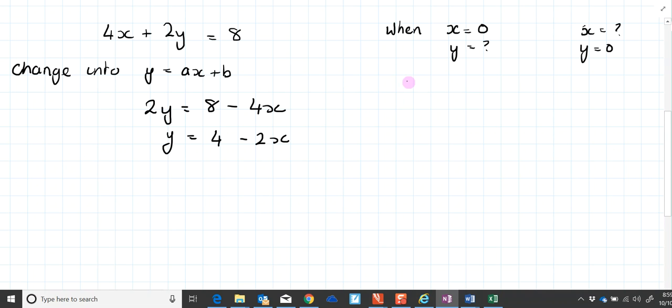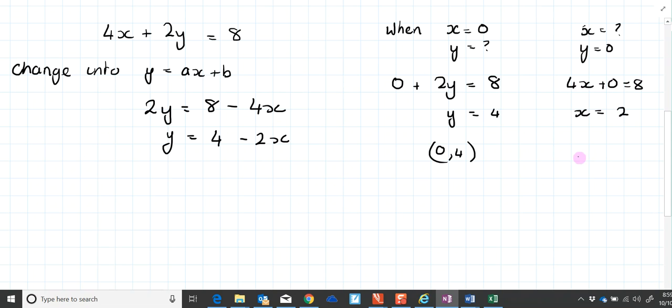So this one would just be 0 plus 2y equals 8, which means y is 4. So we've got a coordinate of 0, 4 that I can plot, and then the second coordinate would be 4x plus 0 equals 8, so that means x would equal 2. So I've got a coordinate of 2, 0.